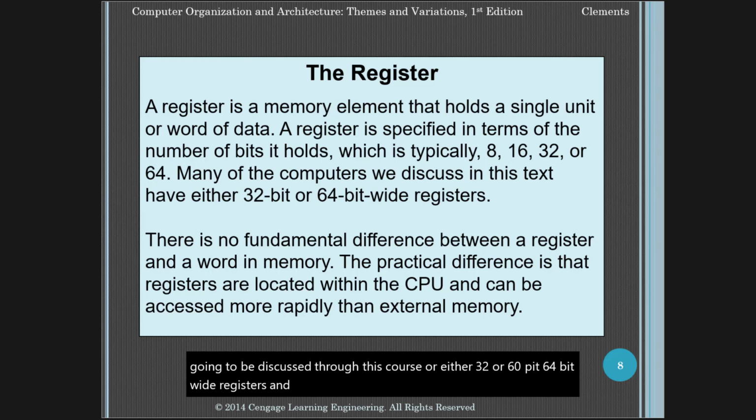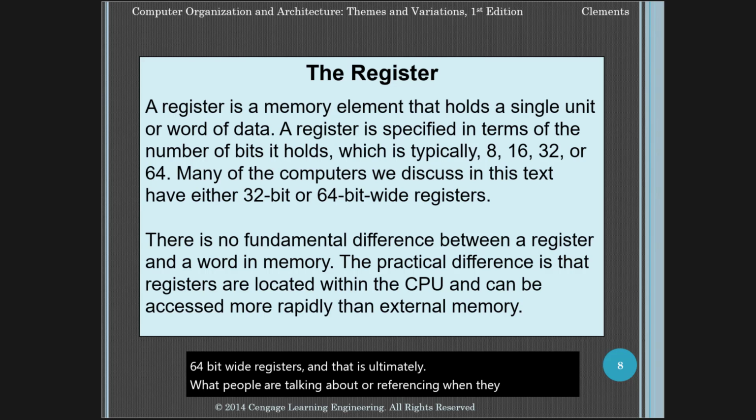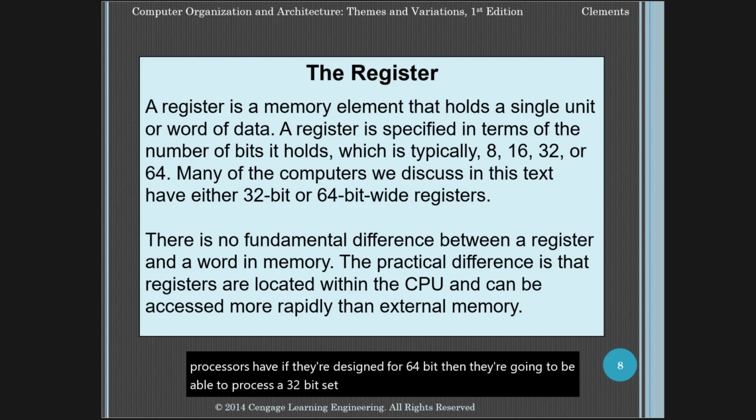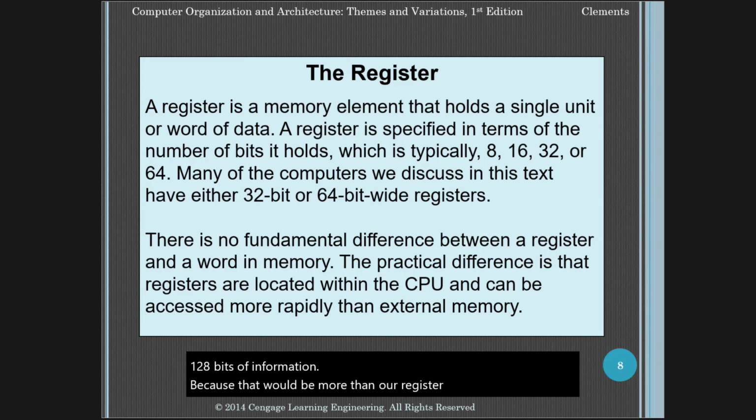And that is ultimately what people are referencing when they talk about instruction sets or programs being written for a 32-bit or a 64-bit. Most processors, if they're designed for 64-bit, are going to be able to process a 32-bit set of instructions, because when we think about memory being an amount of space, if we have 64 bits to work with, we can work with a smaller unit of that 64. But we wouldn't be able to work with 128 bits of information, because that would be more than our register.